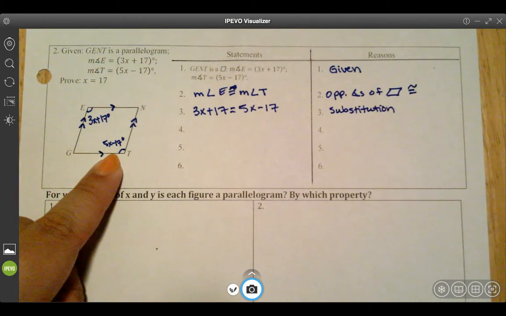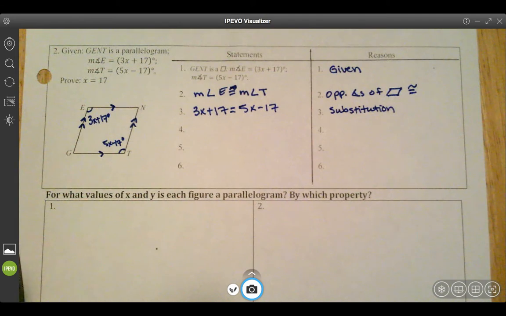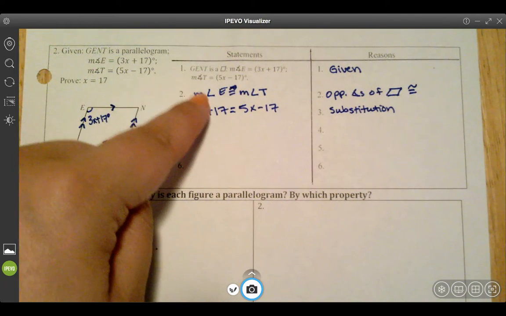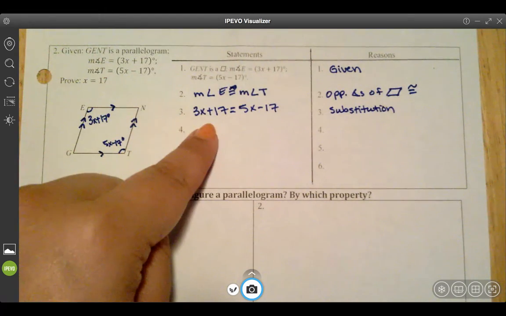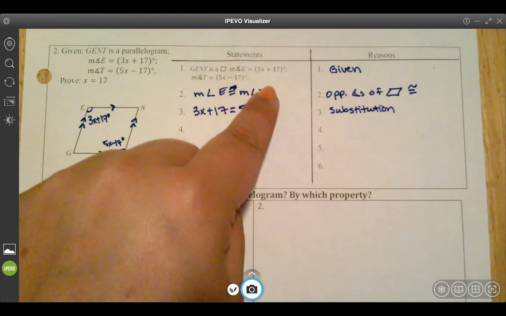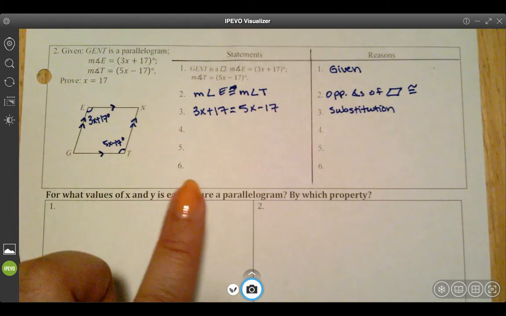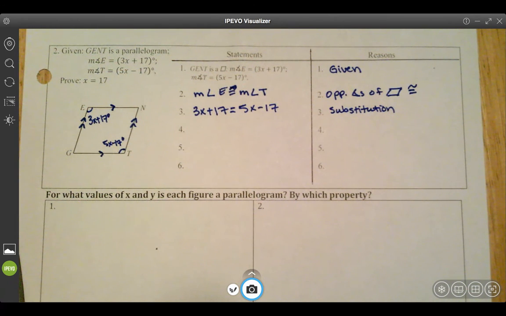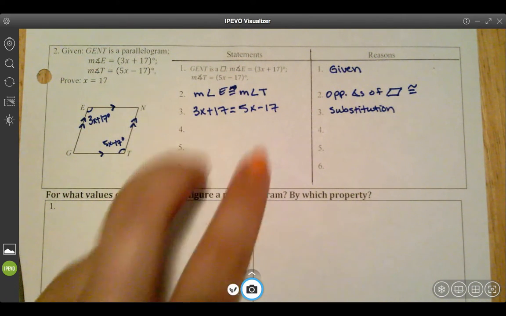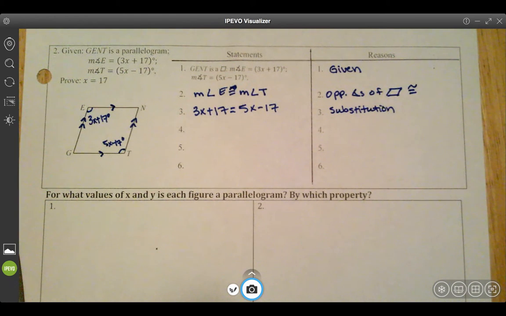That is not by transitive because it wasn't two things equal to the same thing. This time I was taking what's equal to the measure of angle E and substituting it, and also substituting, so I substituted on both sides. If I'm only substituting one side with something that's exactly one side of something else, that's transitive. I'm replacing one whole side. This time I'm replacing both sides, so it has to be substitution.